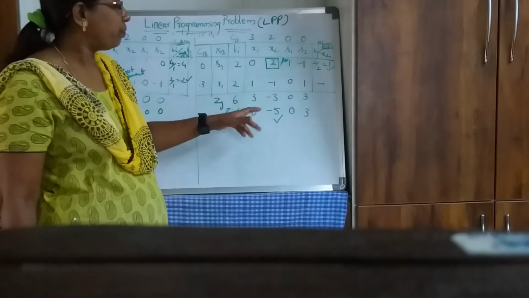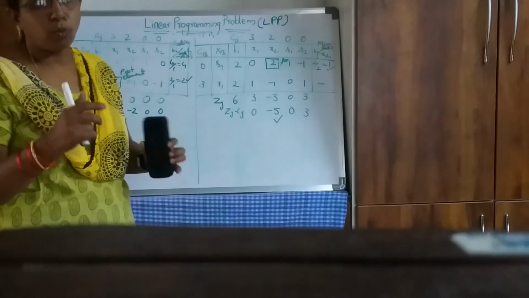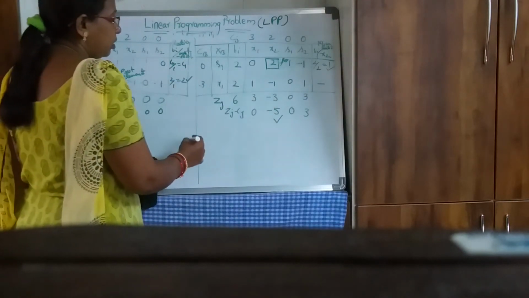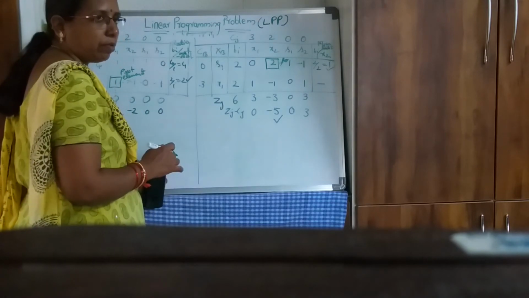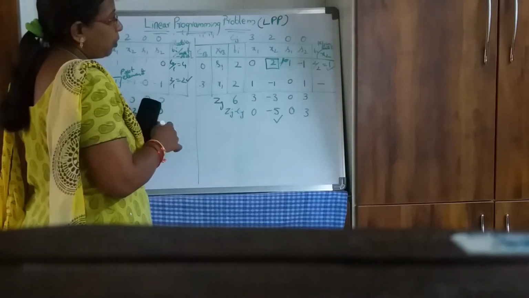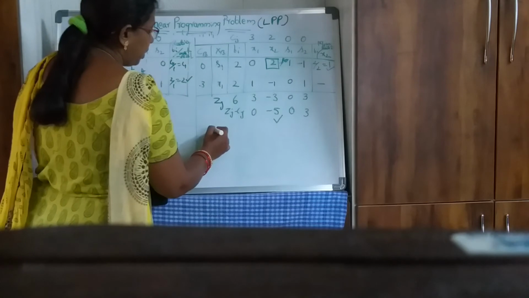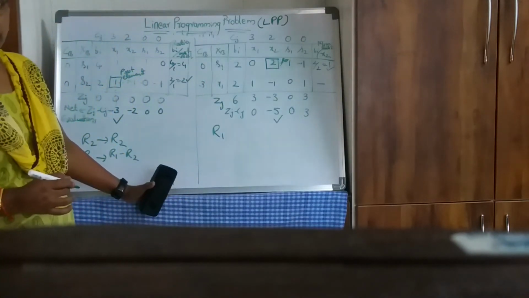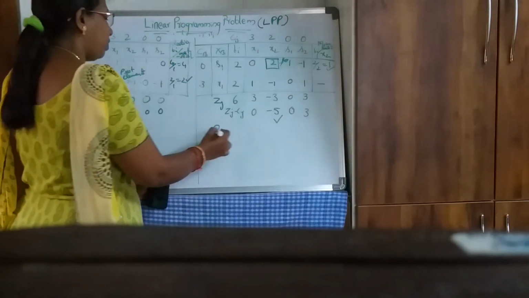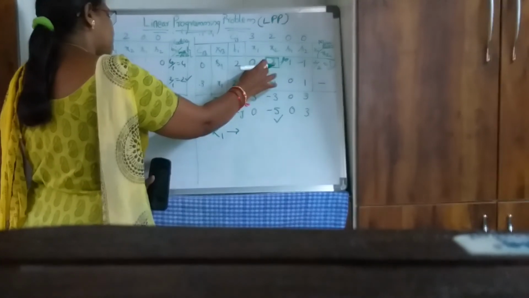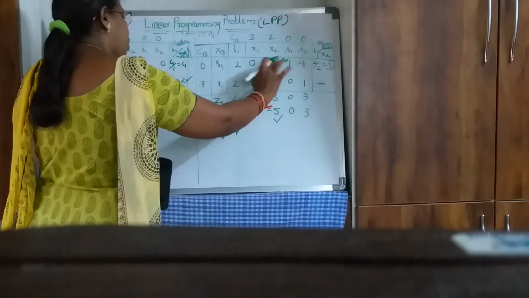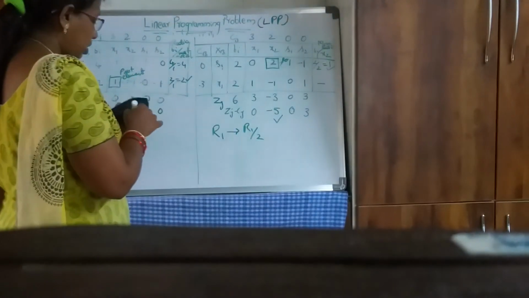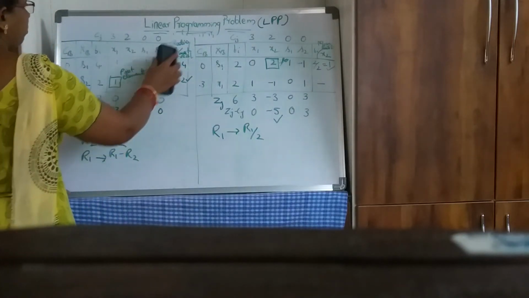Now what do I have to do? I have to make this pivot element 1. How will I make that pivot element 1? I will divide by that pivot element itself. This pivot element corresponds to which row? This is the first row. So I will make the transformation to row 1 first. R1 will be what? To make this pivot element 1, I have to divide that entire row by 2. So R1 will be R1 by 2. Now I will make the transformation and write it here.